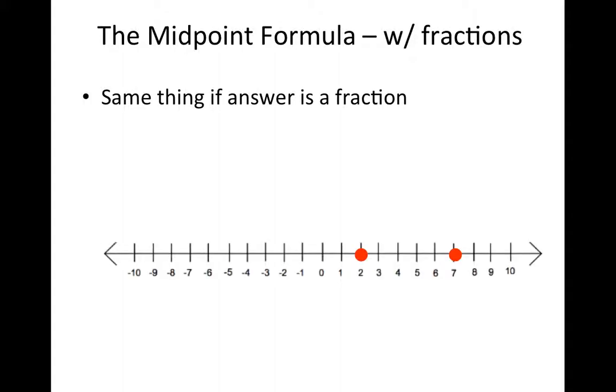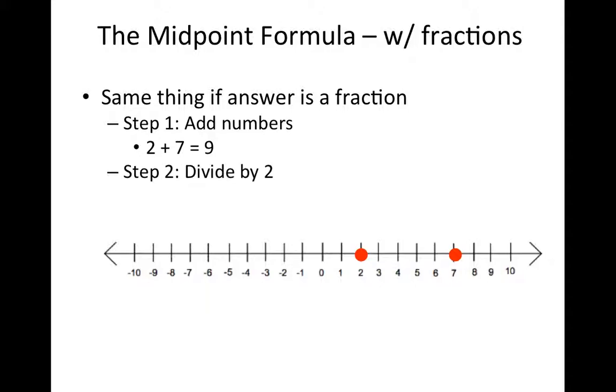I can do the same thing if the answer is going to turn into a fraction. So if I'm trying to find the midpoint between 2 and 7, step 1 is to add the numbers. I add them up, I get 9. Step 2 is to divide by 2. So I do, and I get 4.5. It happens to be a fraction, 4.5, but that's okay, it's still on the number line. The midpoint is right there, right in between 4 and 5, 4.5.